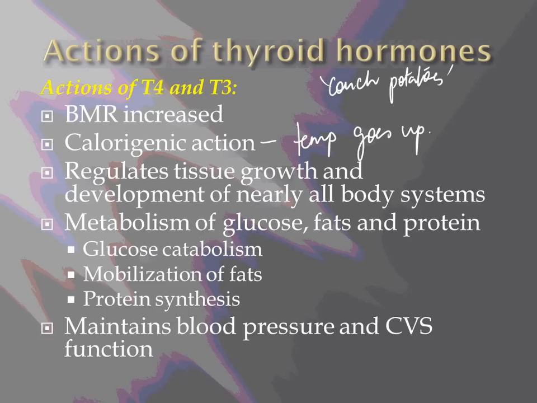And this is called the calorigenic action. These hormones act on practically all tissues of the body, especially during the early growth period. So they regulate tissue growth and development of nearly all body systems. So for example, your skeletal system, your nervous system, your muscular system, everything. Whenever there is less of the hormone produced, especially during the growth period, you will see the problems which arise because these areas were not properly stimulated and did not develop properly. Okay, so it affects all the systems.